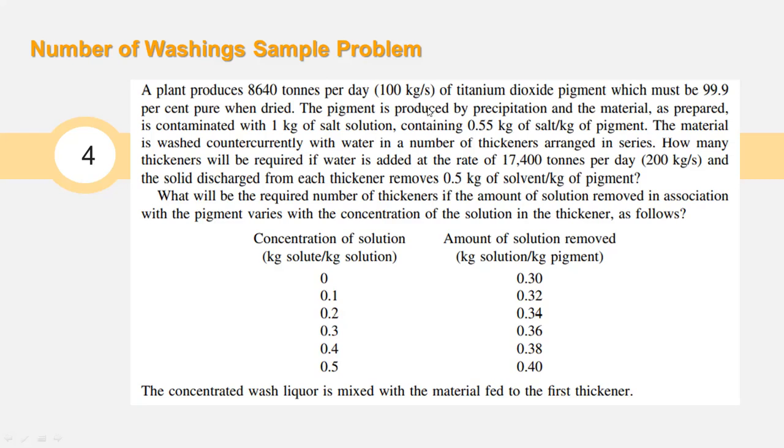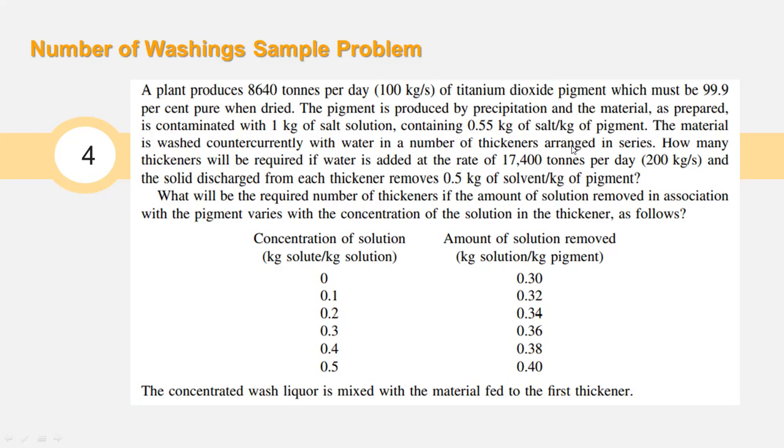So the production of 100 kilograms per second of titanium dioxide has the presence of this contaminant in the form of a salt solution, meaning it's salt and water. The actual amount of the contaminant can be computed based on this ratio of 0.55 kilogram of salt per kilogram of pigment produced. If we have 100 kilograms per second of pigment, then we can determine the actual contaminant present in the form of the salt. In here, our contaminant, the salt, is our solute.